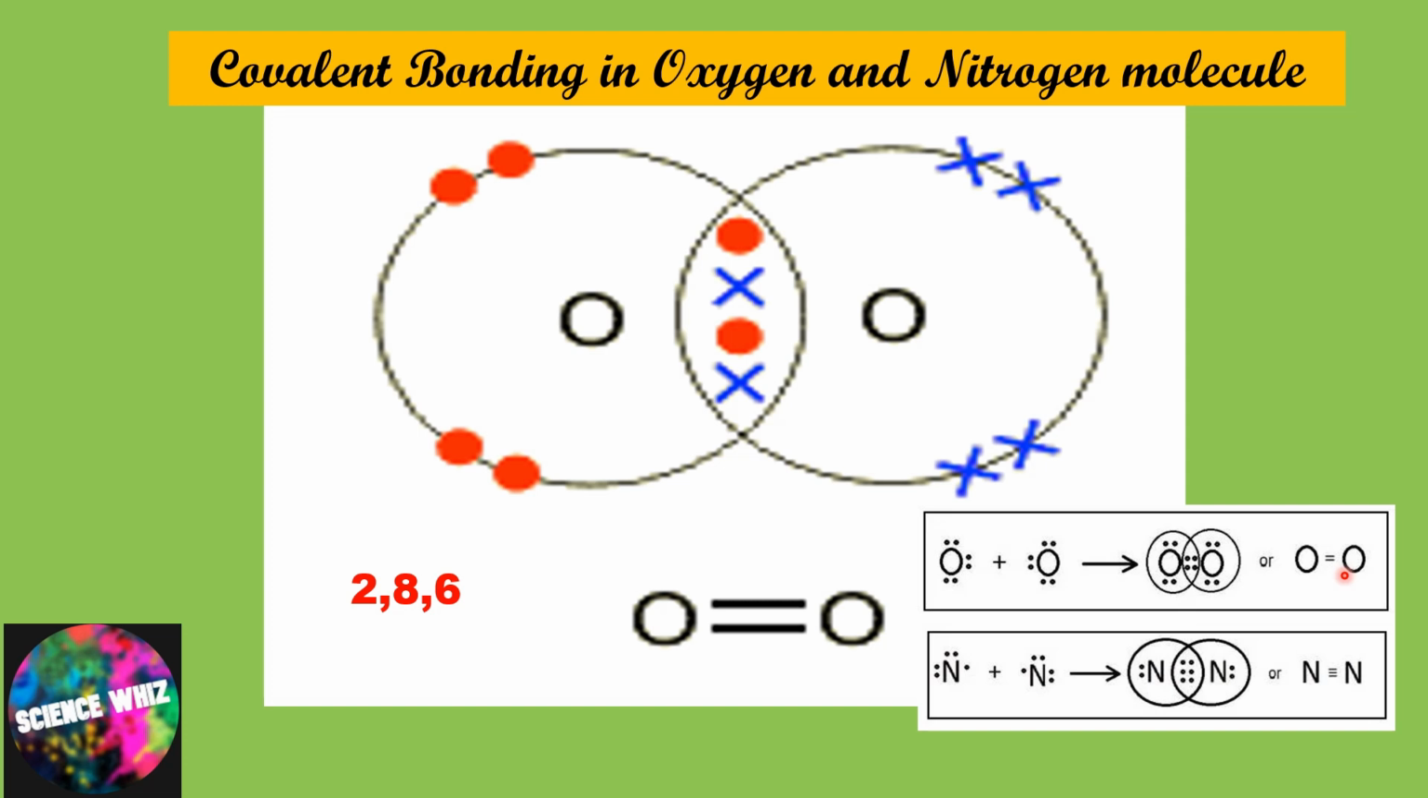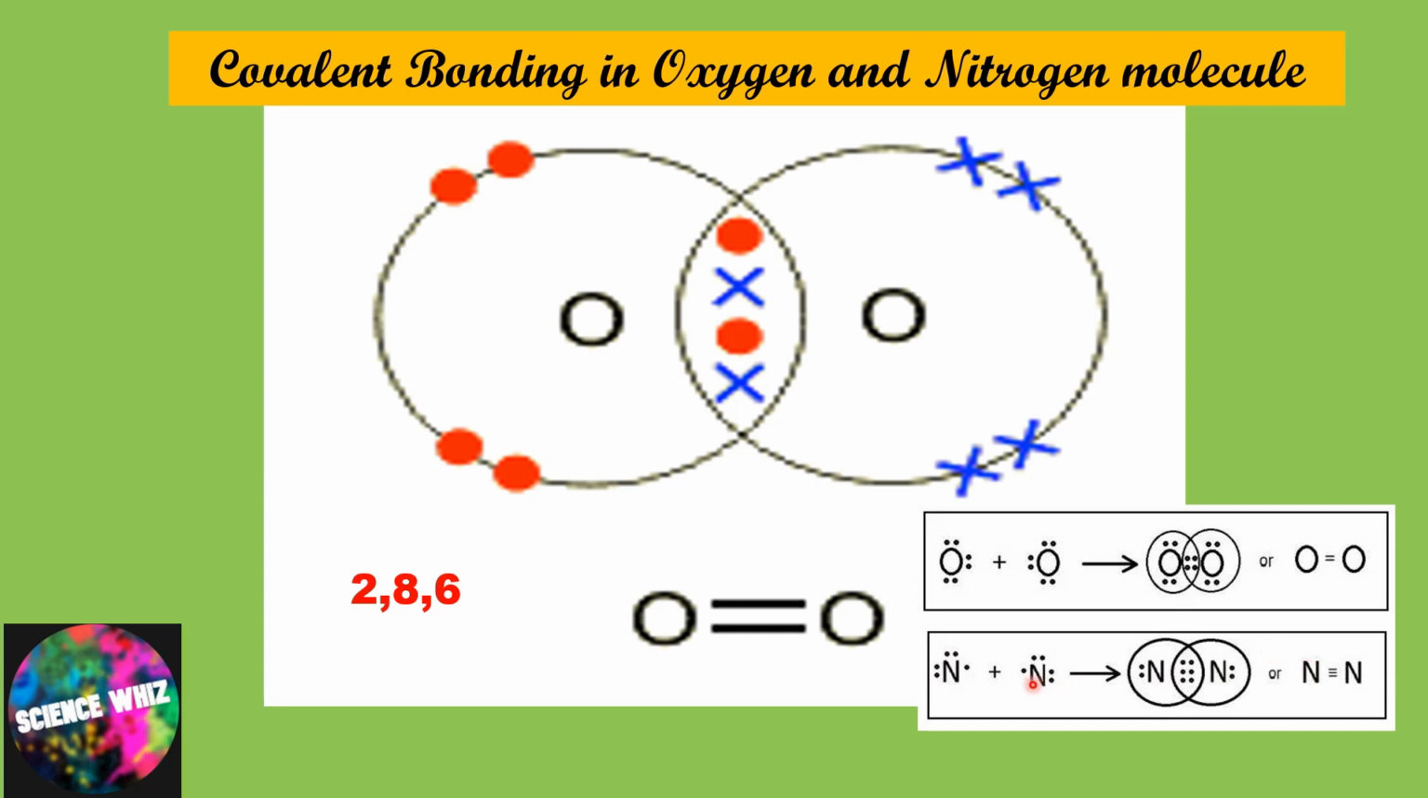Next, let's learn about nitrogen molecule. Each nitrogen atom has 5 electrons in its outermost shell. So how many electrons does each nitrogen atom need to fulfill the octet rule? Nitrogen is 2, 5, that is its electronic configuration. So it needs 3 more electrons to complete the octet rule. So here, sharing of 3 electrons takes place and forms a triple bond.